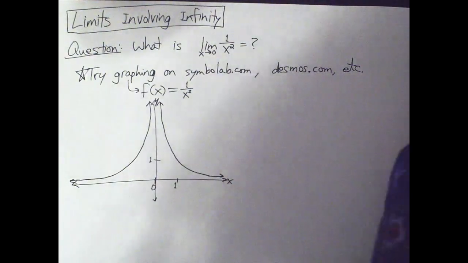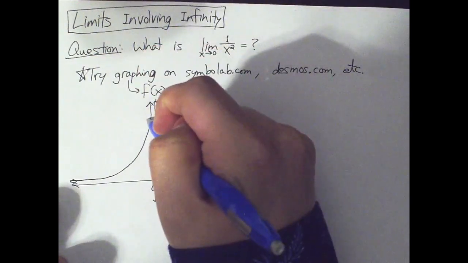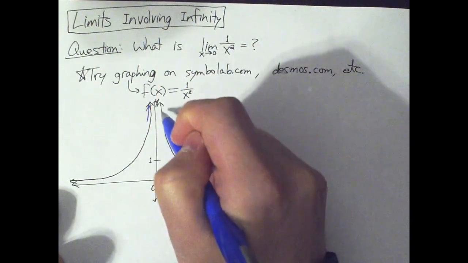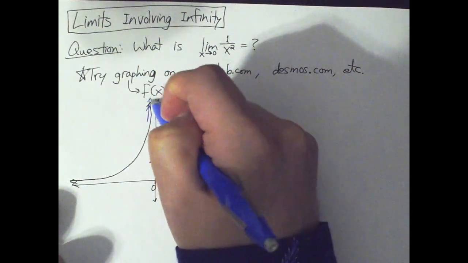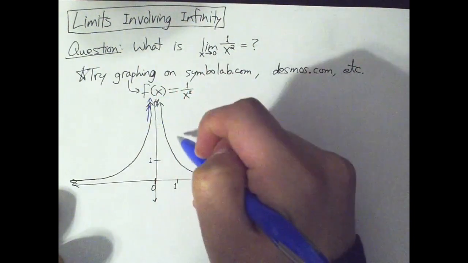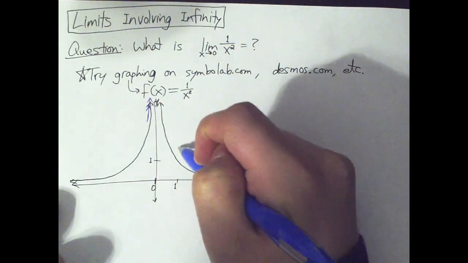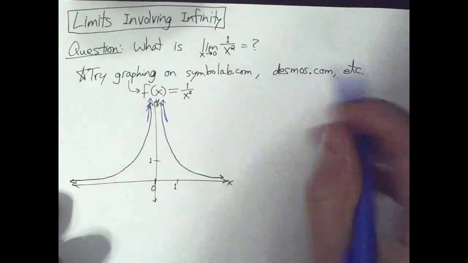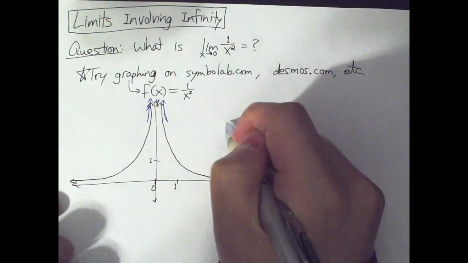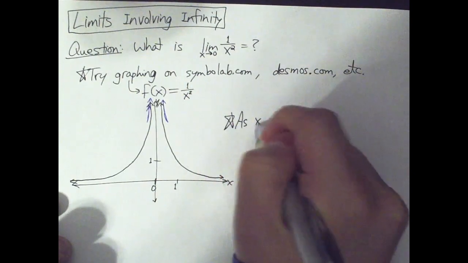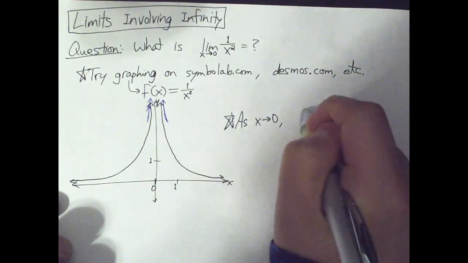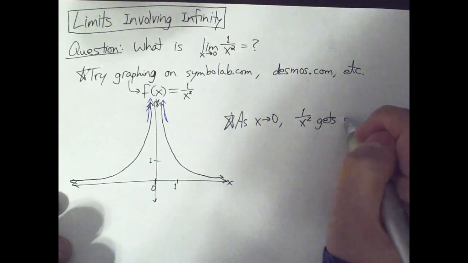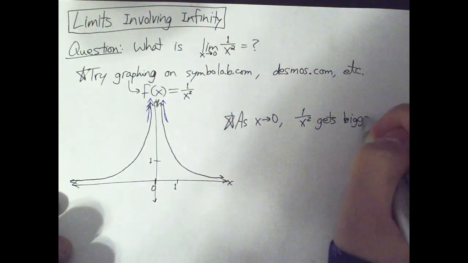So how about this? When I approach from the left, what's happening? When I approach from the left, I'm going up this really steep curve. It's going up and up and up, and it looks like it's just going to go up and up and up forever. If I approach from the right side, I'm on this other part of the curve, and I'm going up here, which is also going up and up and up forever. I think what I'm going to say is that as x goes to 0, 1 over x squared gets bigger and bigger.